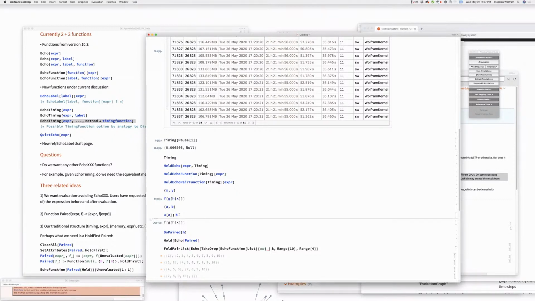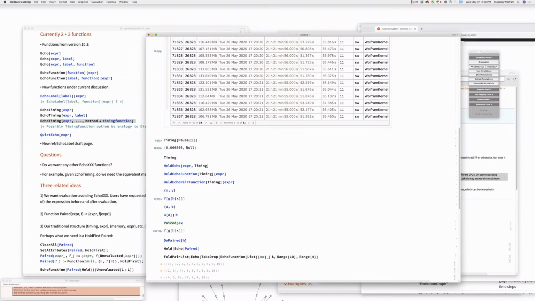Unless you have a third argument. Paired is like the thing that gets the A comma B, and then it's up to you to decide what you want to do with A and B. And really, echo timing is essentially fully general. You could put anything in the timing function. It doesn't really have to be returning a timing for A and the result for B. No, I understand, but timing happens to do the same thing that paired does. That is, it returns an expr and an f of expr, where the f is the side effect of the timing thing.